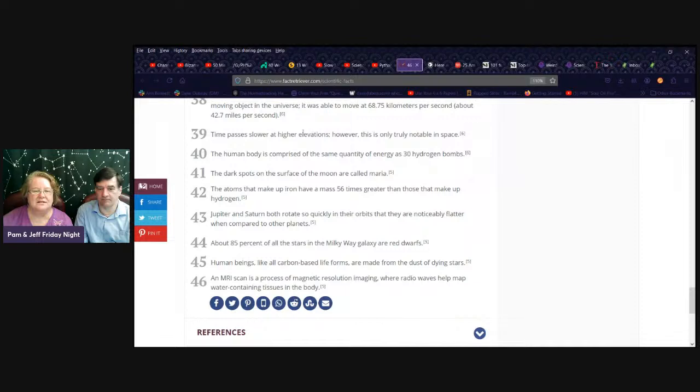Oh, time passes slower at higher elevations. Yep, it's only truly notable in space. Yep. I like the 44 down there. 85% of all the stars in the Milky Way are red dwarfs. Amazing, huh? How about this one? Number 40, human body is comprised of the same quantity of energy as 30 hydrogen bombs?